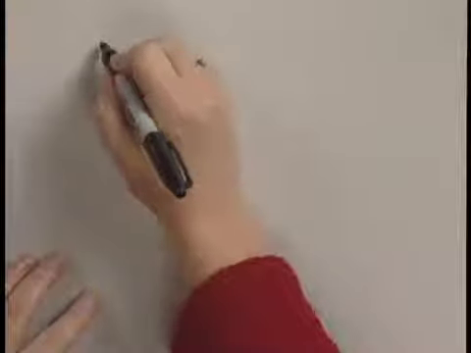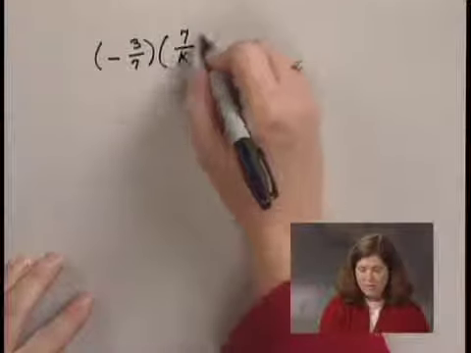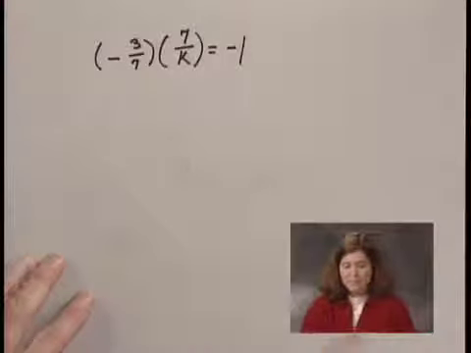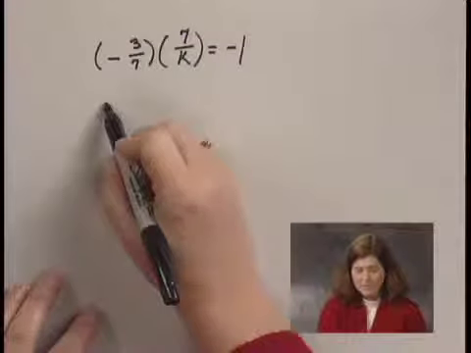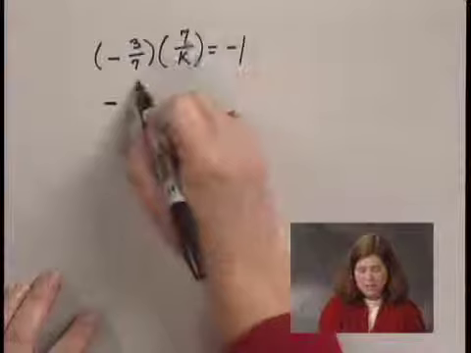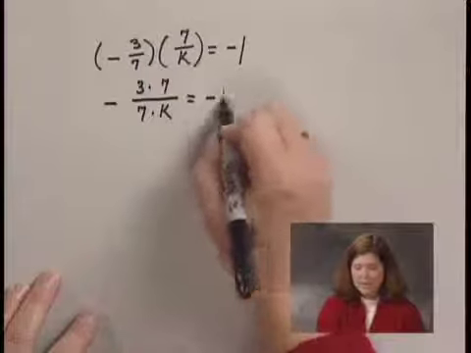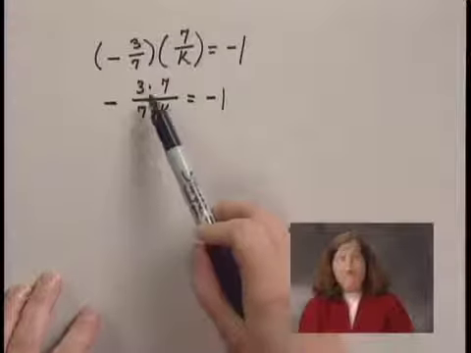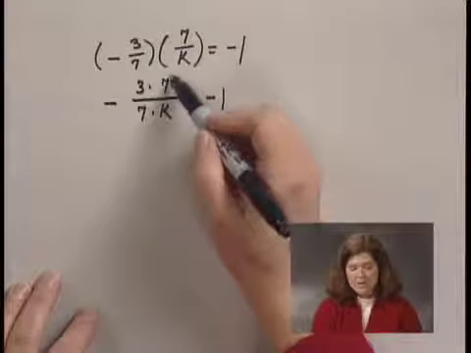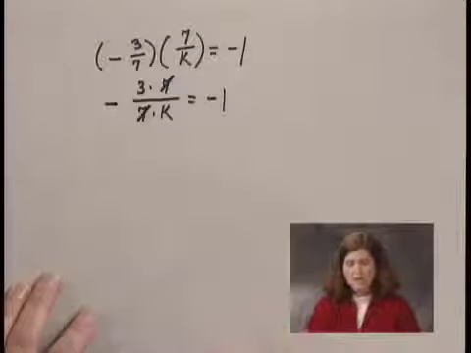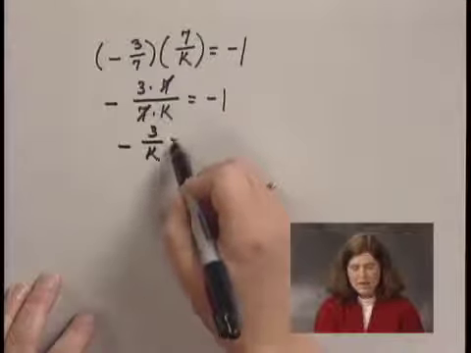The equation we're solving is negative 3 over 7 times 7 over k equals negative 1. To multiply fractions, we multiply the numerators and multiply the denominators. So we have negative 3 times 7 over 7 times k, and that equals negative 1. Since the numerator and denominator are factored and contain a common factor, we can cancel those factors of 7, and that leaves us with negative 3 over k equals negative 1.